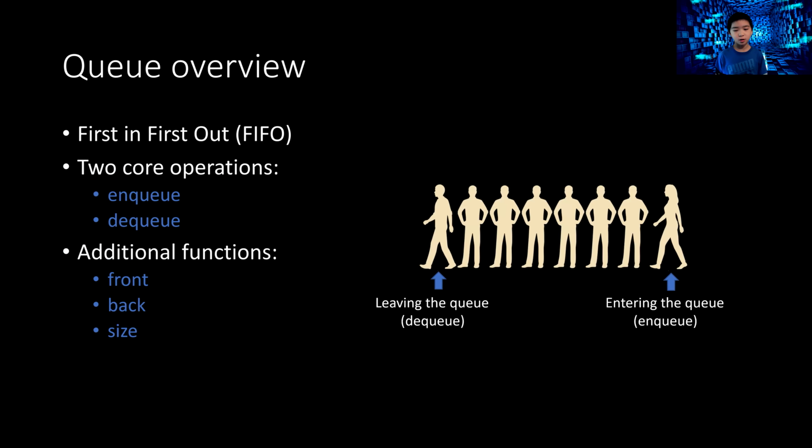Another similar data structure is called a queue. Unlike stacks, queues implement FIFO, or first in, first out.